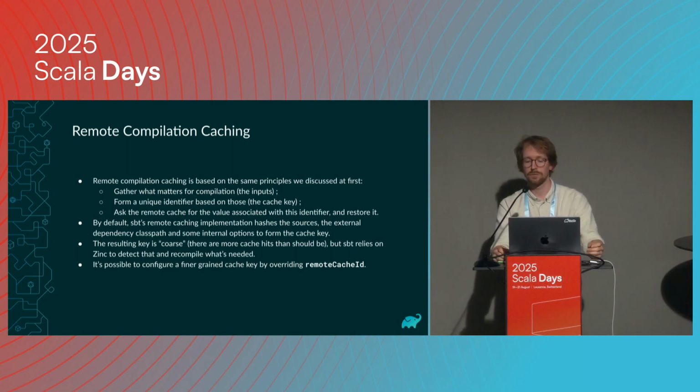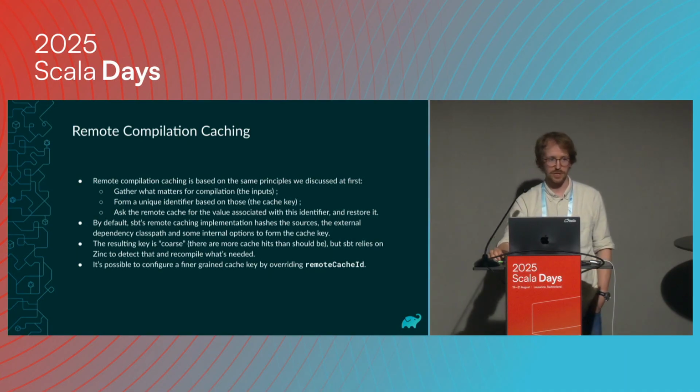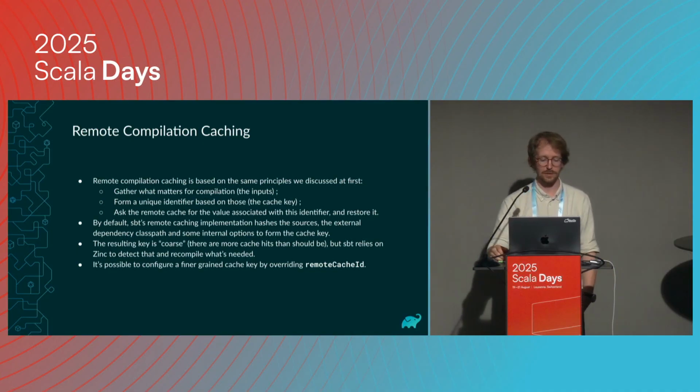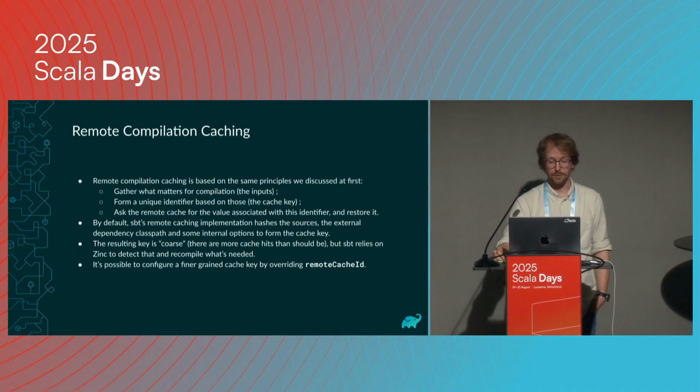In SBT's implementation of remote caching, the cache key takes into account the sources, the class path, and a few more options of the compiler, internal options, to create this key. It's a bit coarse, meaning that you will see more cache hits than you should, but it doesn't really matter in practice for SBT because we are going to invoke zinc afterwards, and if something needs to be recompiled, zinc will detect it and do it. But you can still, if you want, configure a finer-grained cache key by overriding the remote cache ID task.